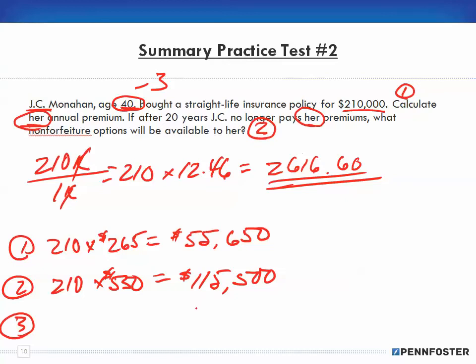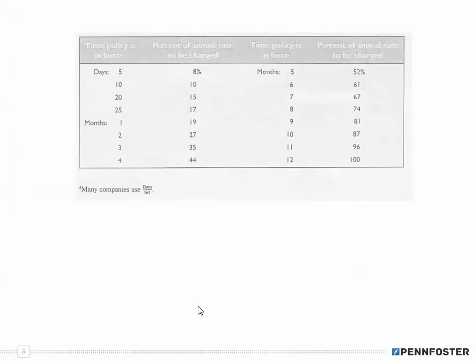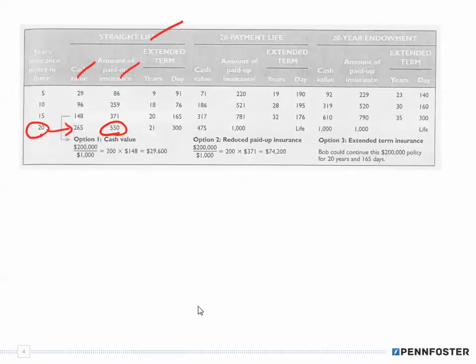And then the last is the extended term insurance. And that, remember, is basically taking whatever cash value you have and continuously using that to purchase more term insurance. So when we're looking at that, and I'll change the color of my pen here, we're looking at the extended term insurance, and that is in years and days. Okay, so it's 21 years and 300 days. That one is easy just by looking that up.